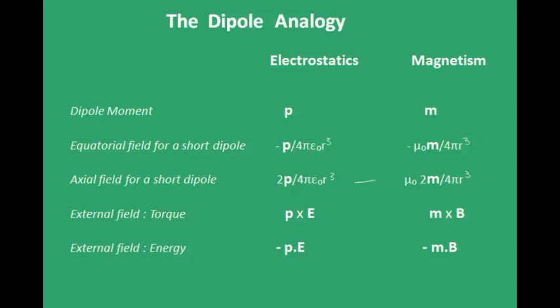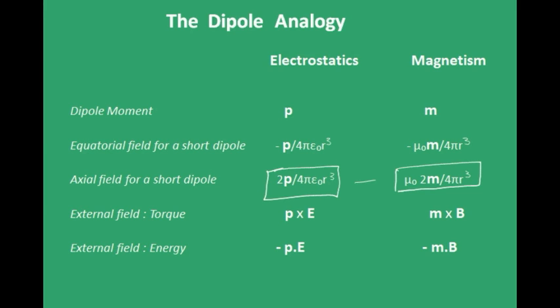Hi friends, in the last video, by saying that a bar magnet is equivalent to a solenoid, we have derived this formula. You remember? Since we have completed the chapter on electrostatics, we already know that the axial field for a short electric dipole is 2p by 4 pi epsilon naught r cube, where p is the dipole moment. Now, what is the difference between these two formulas?